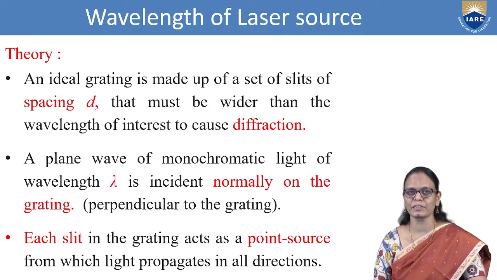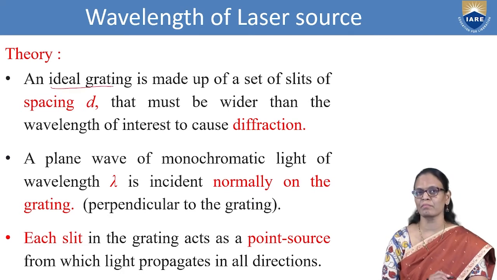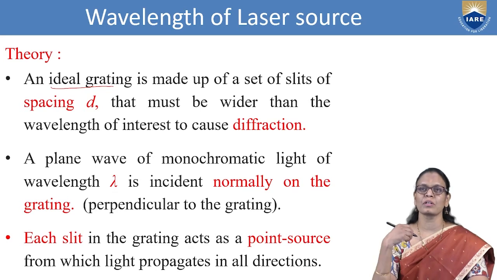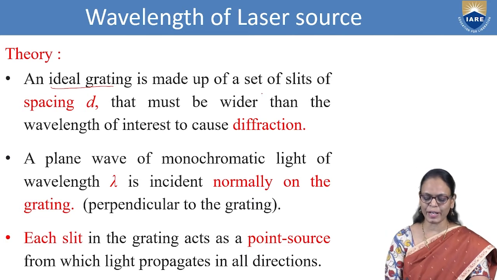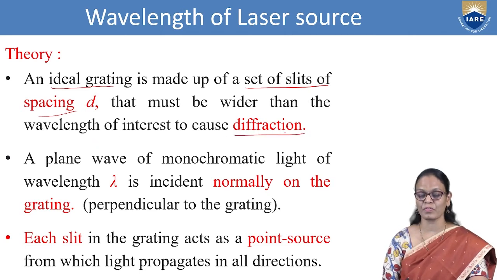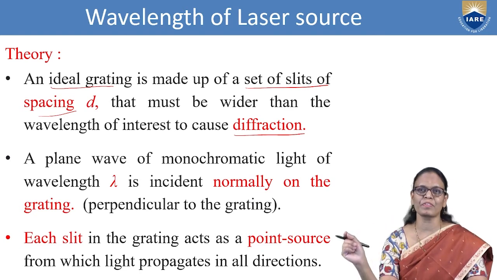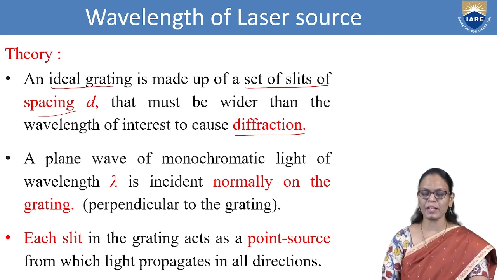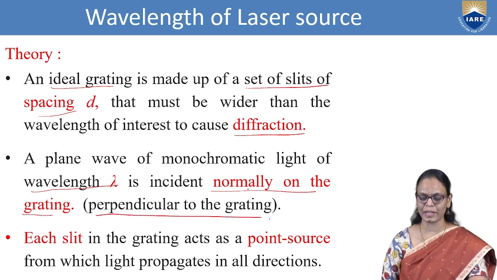Now let us understand the theory. It is an ideal grating. When we are talking about an ideal grating, we mean a grating through which light can pass. We also call it a plane transmission grating. It is made up of a set of slits of spacing d that must be comparable to the wavelength of interest to cause diffraction. We are talking about the width of the slit being very small, of the order of the wavelength of light. Then a plane wave of monochromatic light of wavelength lambda is incident normally on the grating. Normally here means perpendicular to the grating.